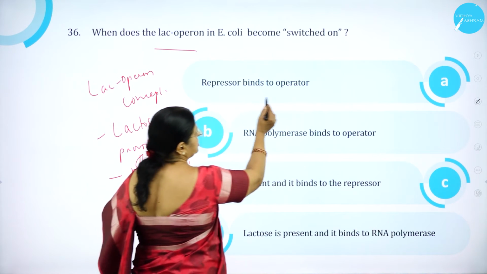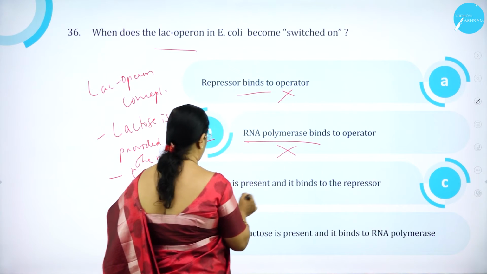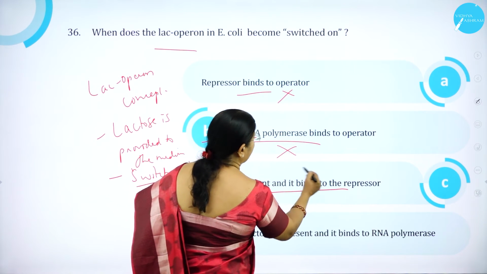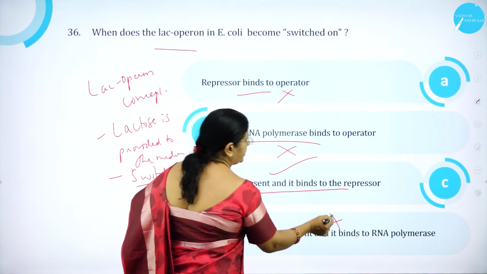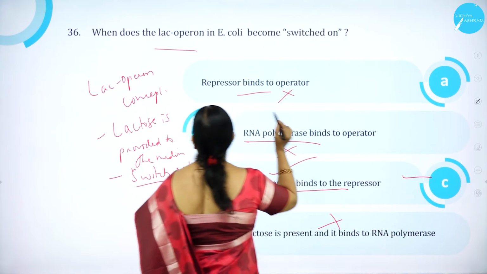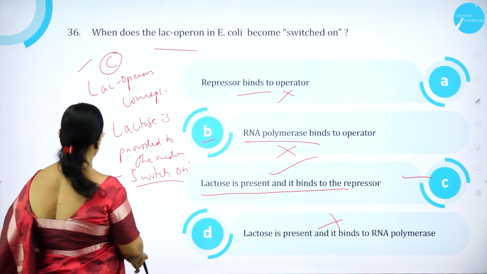So option A is wrong. Option B, RNA polymerase, wrong. Lactose is present and it binds to repressor is correct. Lactose is present and it binds to RNA polymerase is wrong. So option C is correct.